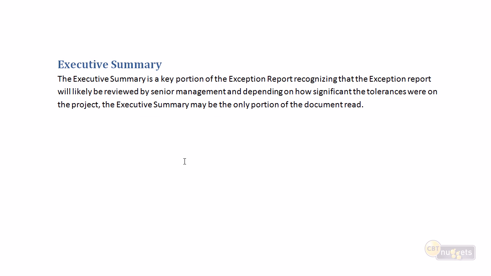In some instances, if it's a minor exception, or if it's an exception that senior management know is going to be dealt with effectively by the project board, it's probably going to be the only piece of this document that they're going to read. So we want to make sure that the exception report executive summary is well written and that it truly carries forward all of the salient points related to this particular exception that we're expecting management to deal with. And then we get into the details of it, the exception cause.